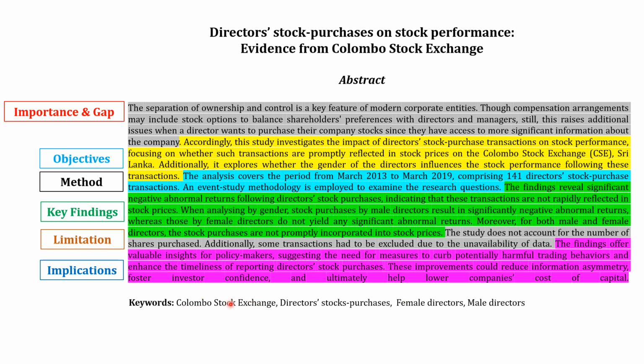Right, so here you did the research for the Colombo Stock Exchange. Yes, it's director stock purchases, and you considered female and male directors as well, right? So when another author is searching through the web by typing these names, of course, your research will appear in the first two or three links, because this helps other authors to find your research. So this is how you write an eye-catching abstract.